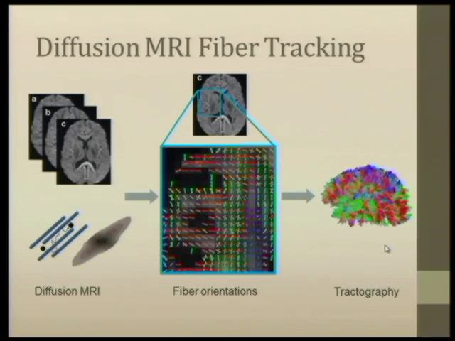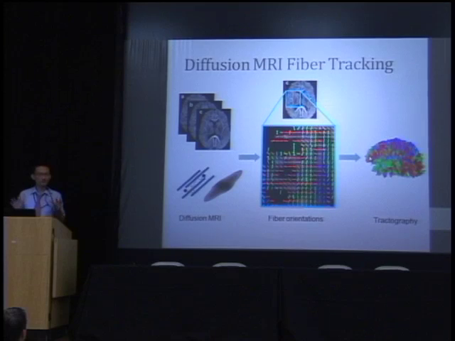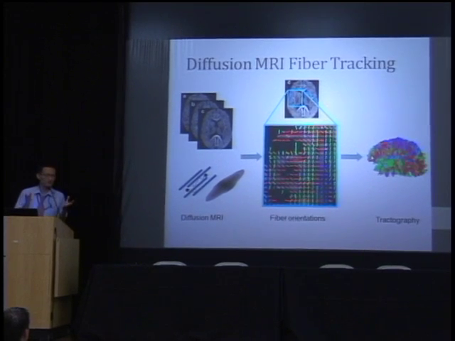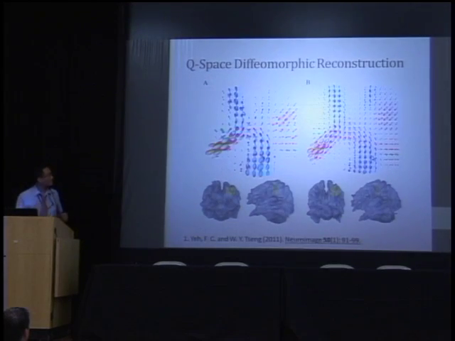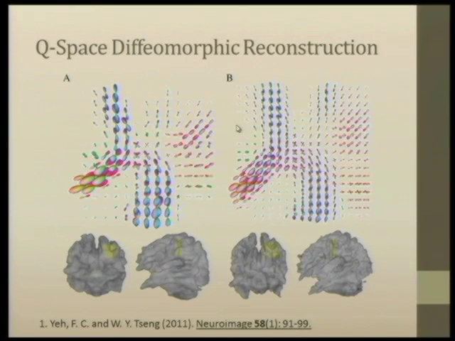So I've introduced a method to solve the sampling problem, but the analysis of the tractography is still very challenging because each individual brain is unique and we cannot just compare them directly. So I developed a method called Q-space diffeomorphic reconstruction. It does a special transformation for DSI datasets.